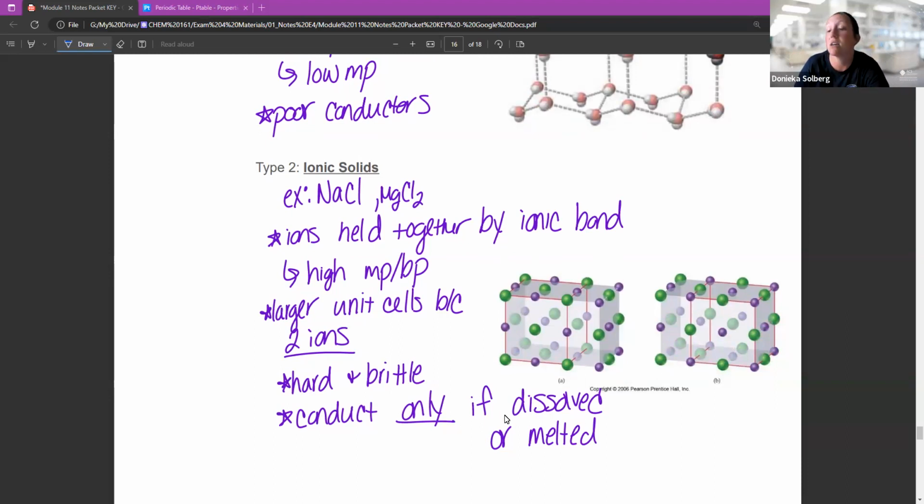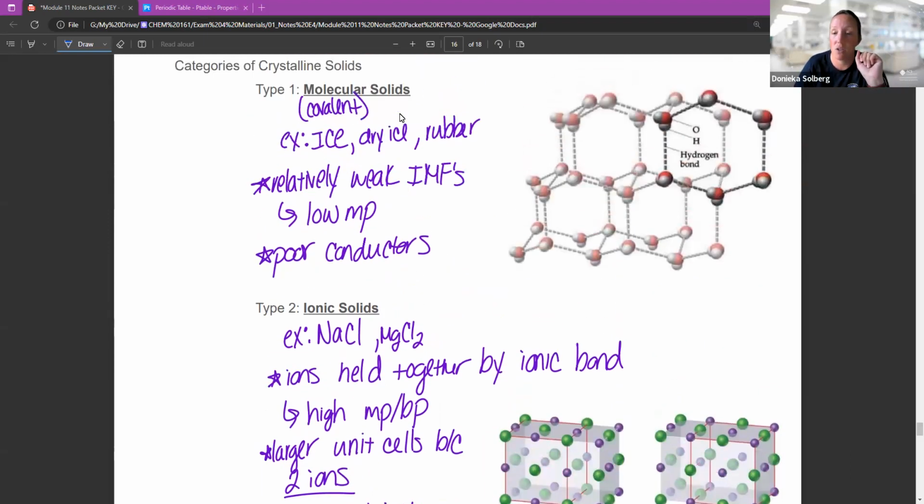And they can only conduct if they're dissolved or melted because those ions need to be able to move in order to conduct electricity. In order to conduct electricity at any point for anything, you have to have moving charges. So ionic solids can't conduct electricity, but if they are dissolved or melted, they can because the charges can move. So these are the properties for covalent or molecular solids and ionic solids. There's actually 2 more types. You might be like, well, we talked about covalent bonds, ionic bonds.